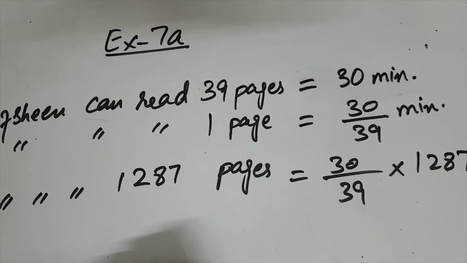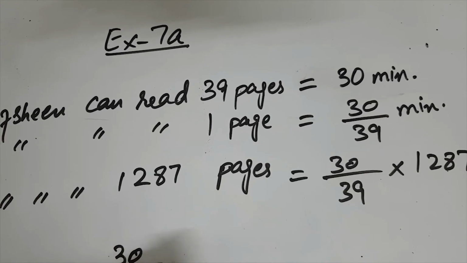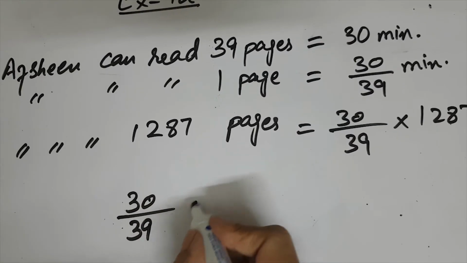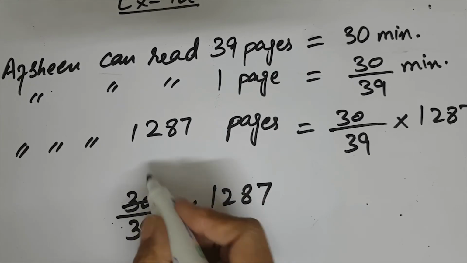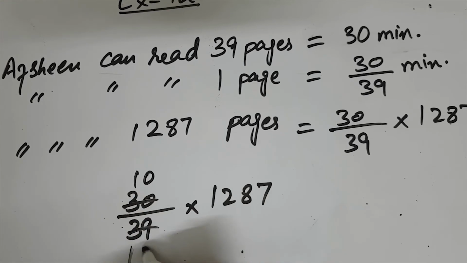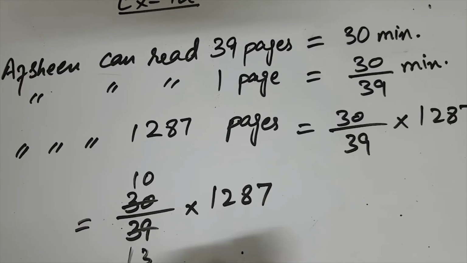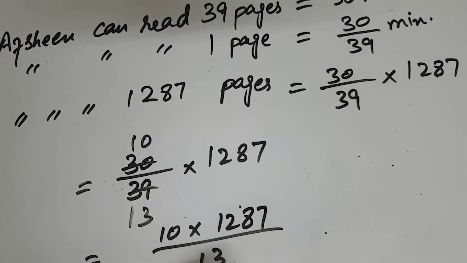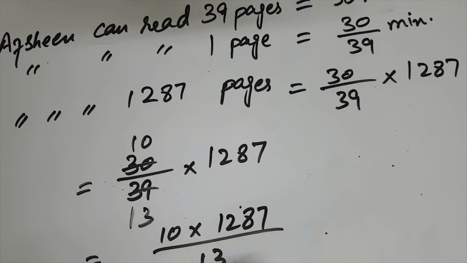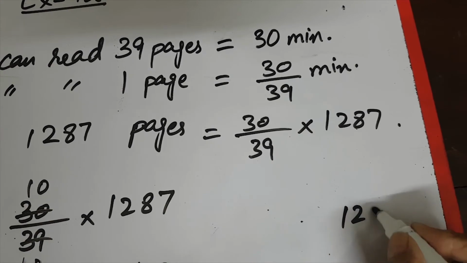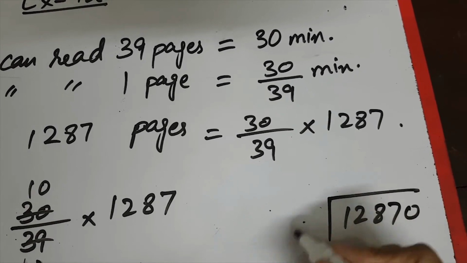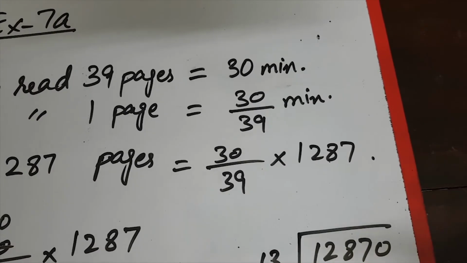So solve like 30 by 39 into 1287. We will cut down these both quantities with the table of 3: 3 10s are 30 and 3 13s are 39. So simplify the question for yourself. 10 into 1287 divided by 13 gives you 12870 divided by 13. So do the division, 12870 in 13. So solve.